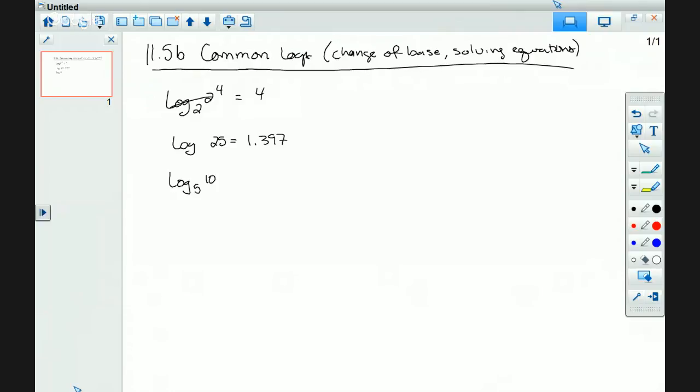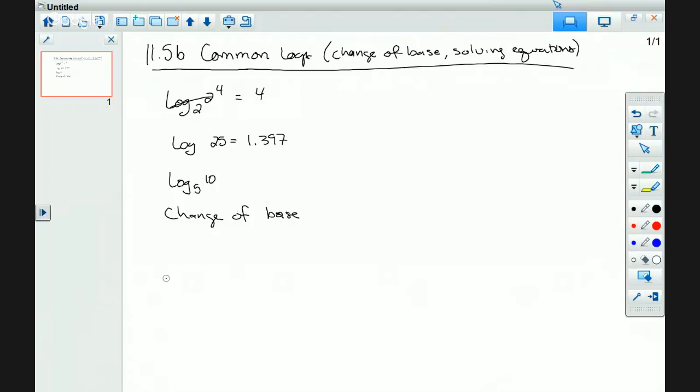Not two. Why is it not two? Right. So we can't really use this method, right? Nor can we throw it in a calculator because it's not a common log base 10. Okay, so we have something called the change of base formula. Basically it changes it to a common log.